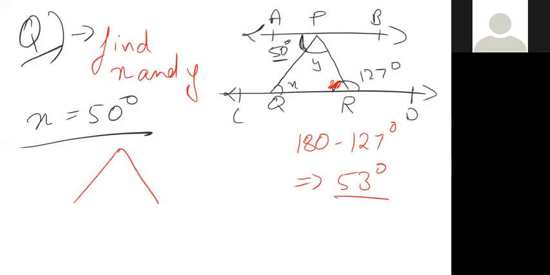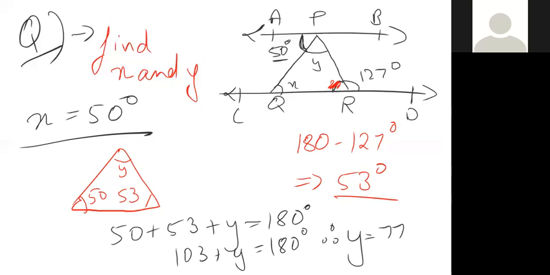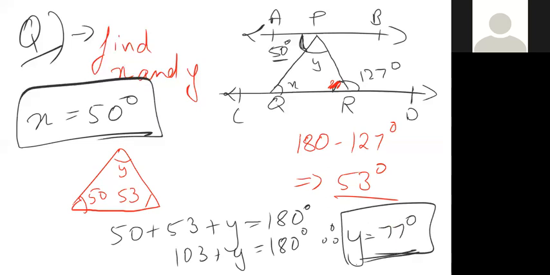So in the triangle, right now I'm just drawing this triangle. This is Y, and X came to be 50, and this we found 53. And you know the sum of the angles in a triangle is 180. So 50 plus 53 plus Y is 180. 103 plus Y is 180, right? So therefore, Y is nothing but 180 minus 103, which is 77 degrees, right? So we have X equal to 50 and Y equal to 77. So these are the two angles we found.